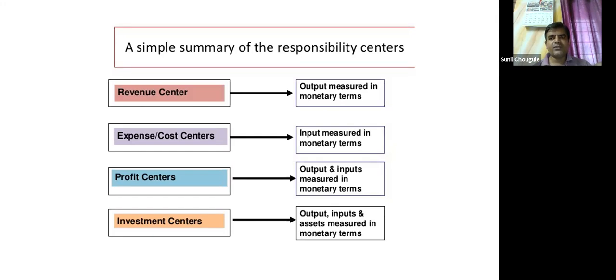A company is about to start its second manufacturing unit elsewhere in the country. For that purpose, they are buying capital items like land, machinery, and other items. So that one is investment. That investment in assets is measured in monetary terms.